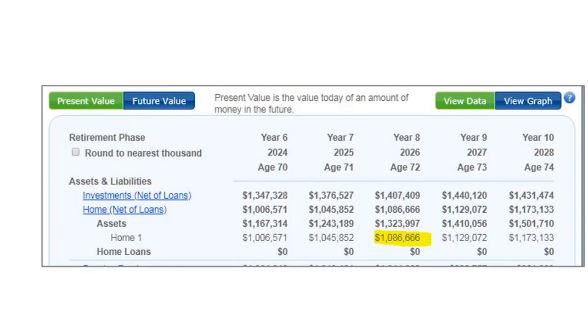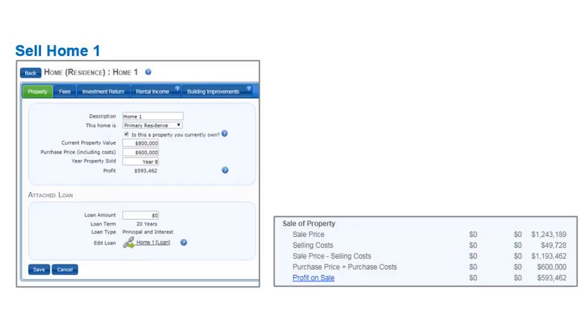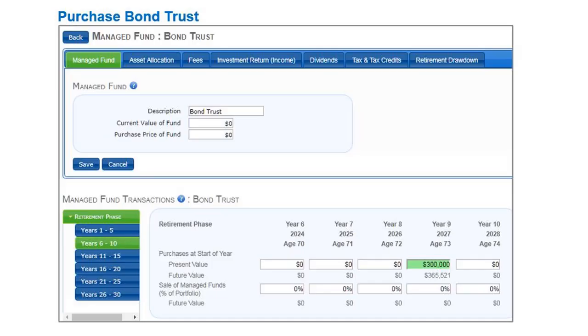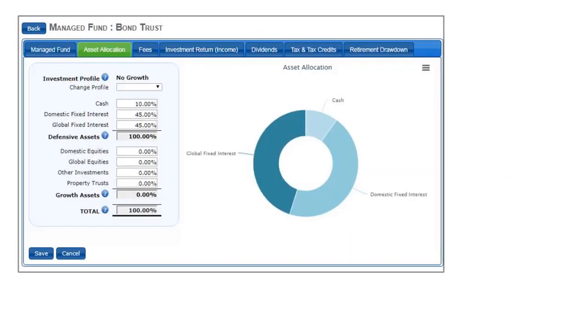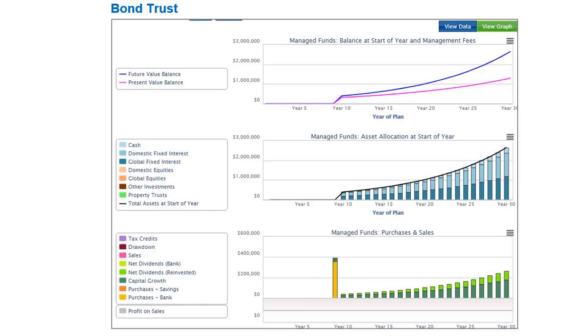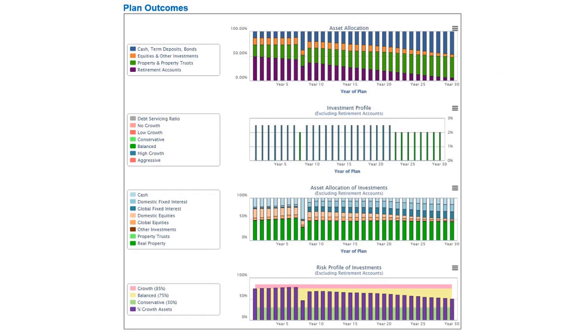Follow these steps. Sell Home 1, buy Home 2 and purchase a bond trust. The asset allocation will be as follows. The investment return is 6% income and 2% capital growth, and all dividends are reinvested. There is no drawdown from this fund. The injection of $300,000 defensive assets has reduced the percentage of growth assets from year 9.